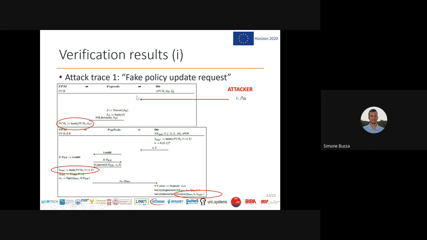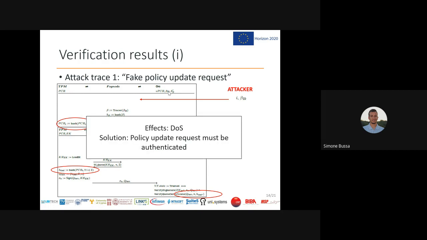But because the process was not started by the orchestrator, the virtual PCR of the orchestrator was not accumulated. Now PCRs and virtual PCRs are not aligned, and this leads to a denial of service attack. So denial of service attack because PCRs and virtual PCRs are not aligned, so the node is considered untrusted. Here the solution is simple: authenticating the policy update requests.